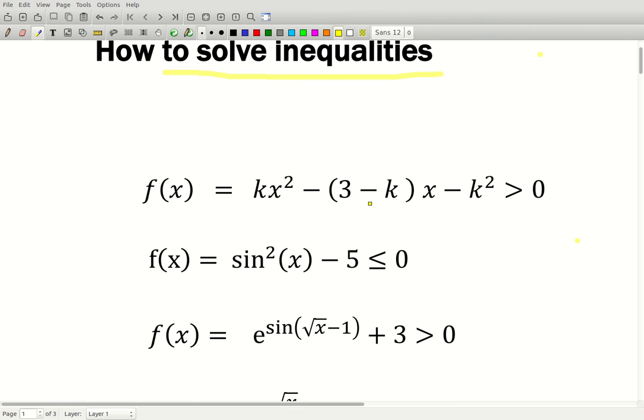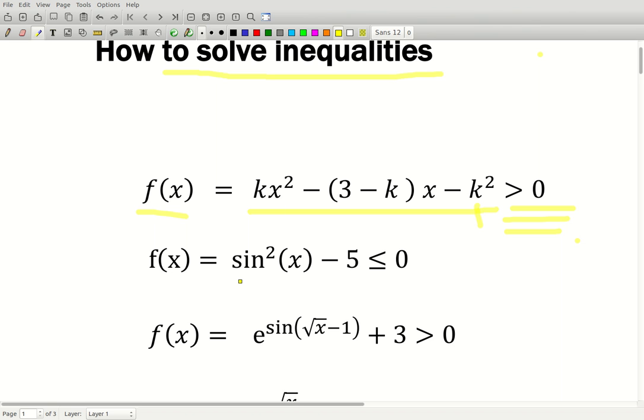Inequalities, of course, as you know, is the task to see when a particular function is greater than 0, equal to 0, and less than 0. We can find very difficult kinds of inequalities. For example, we can find this one. It is a parametric one, and this is a second degree polynomial.